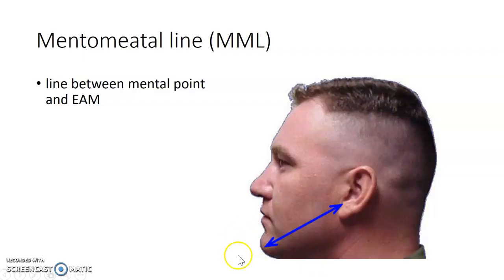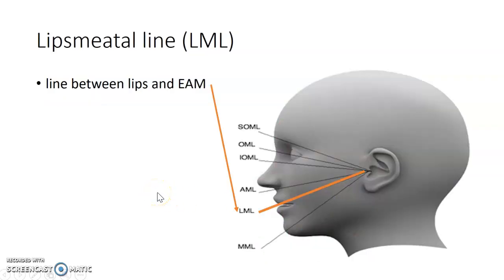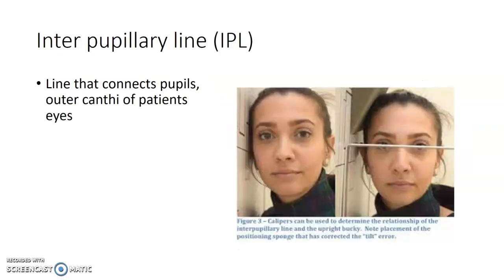Mentomeatal line, you'll find here, which is coming from the mentum to the ear. Lips meatal line, LML, is lips to ear. This one is very rare. I think there's only one possible position that uses this one. Interpupillary line, so coming across in between the two pupils.